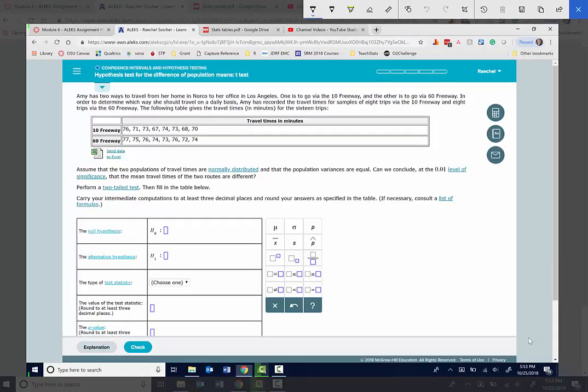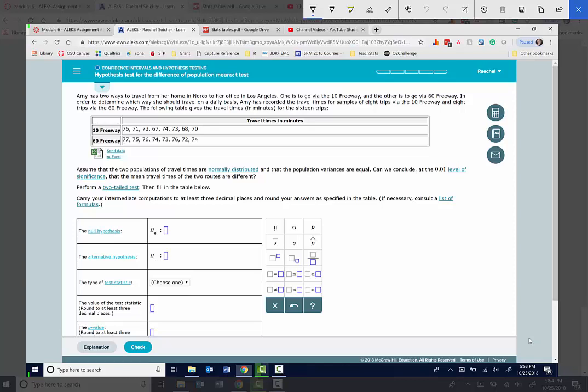In this ALEKS objective, we're looking at the hypothesis tests for the difference of population means using a t-test. So we've seen this in the confidence interval section, and what we are trying to do is determine if there is a true difference in the population between two alternatives or two independent groups, and we can use a t-test to do this. So in this problem, Amy's traveling two different ways. And on each freeway, she's recorded the amount of time it's taken her in minutes to travel down them. And we are trying to decide whether or not the mean travel times of the two routes are different or the same.